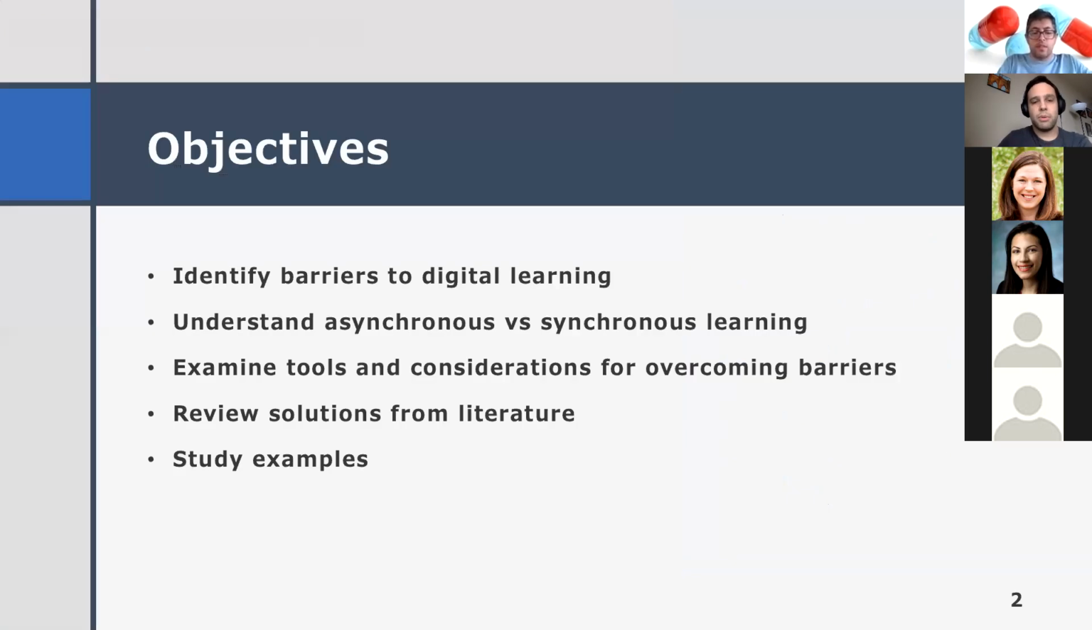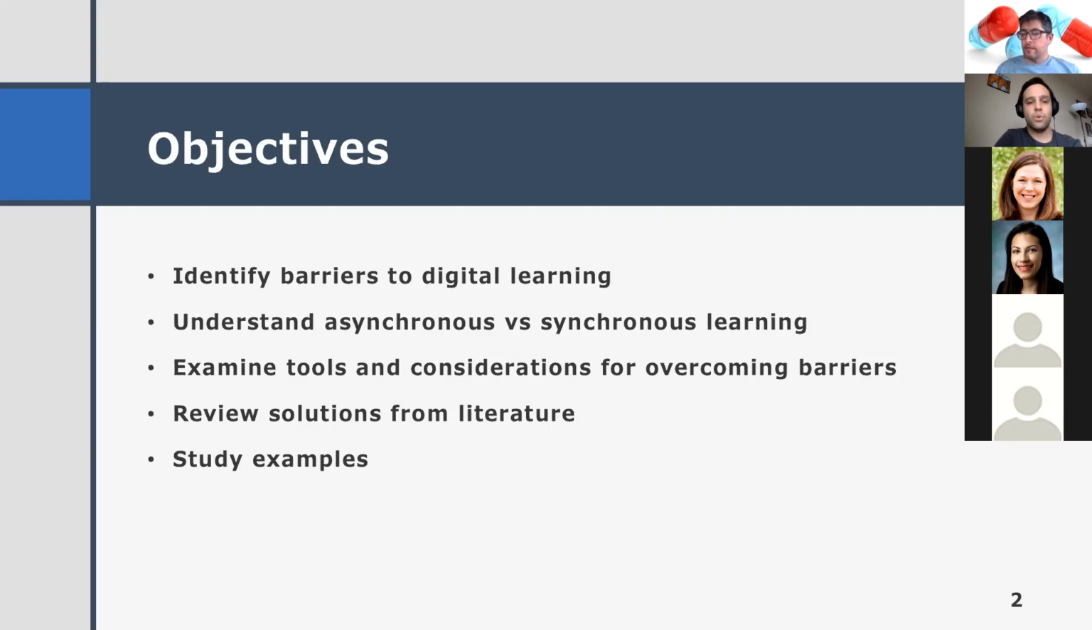So my objectives for this presentation are quite simple. I first want to identify some of the barriers that have been studied in the literature to digital learning. And then we're going to talk about concepts of synchronous versus asynchronous learning and what some of those examples look like, what are the benefits of each type of learning, and what are some of the downsides of each type.